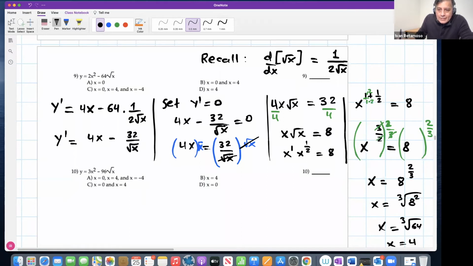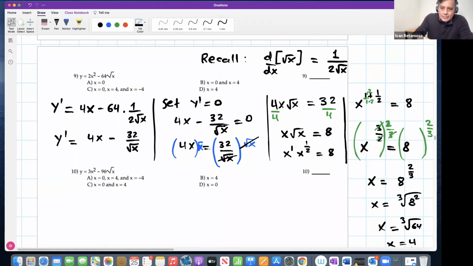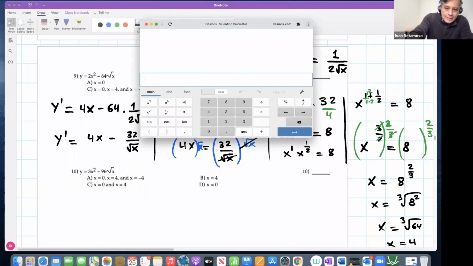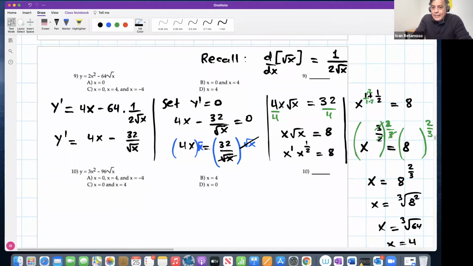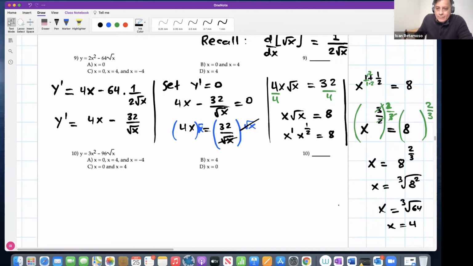But all this can be avoided if you just go to your Desmos Scientific Calculator and put 8 raised to parentheses 2/3, right? What do you get? 4, right? What I got there using all these tricks. Yeah, 4. This is what is important, guys. Don't get stuck. Use your tools in case you need them, right? x equals 4. After all this, I got one critical point.